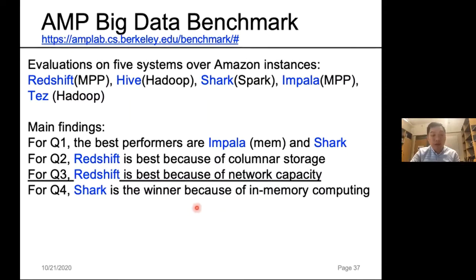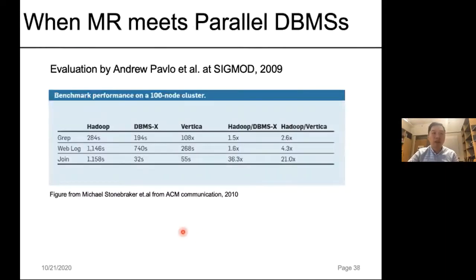However, the third insight may be doubtful, because in benchmarking we normally define the same experimental setup for all systems. So the network capacity should be the same in the setup. The original evaluation was conducted by Andrew Pavlo et al.